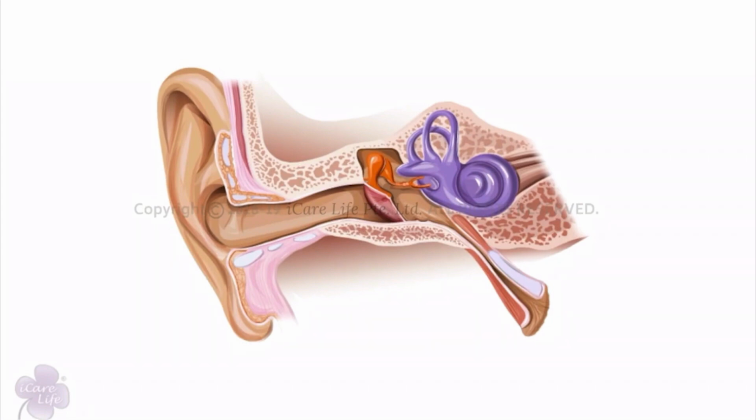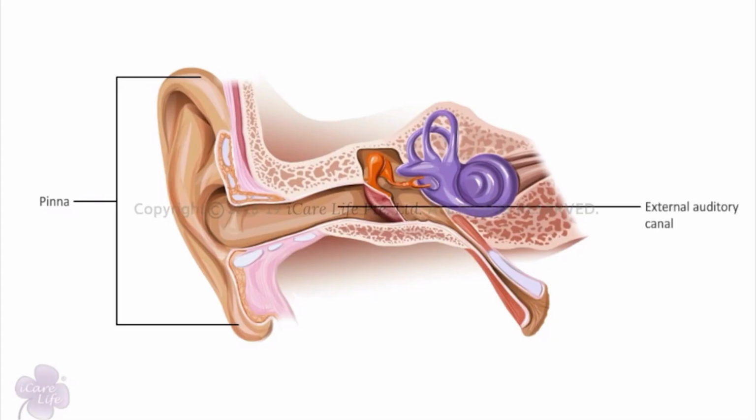The outer ear consists of pinna, the visible part of the ear, and the external auditory canal, which is attached to the pinna. The external auditory canal produces earwax, which traps dust particles. It also produces chemicals to protect the ear from infections.